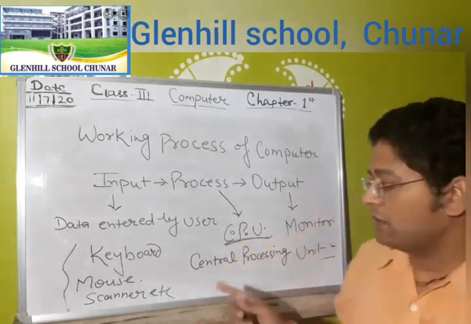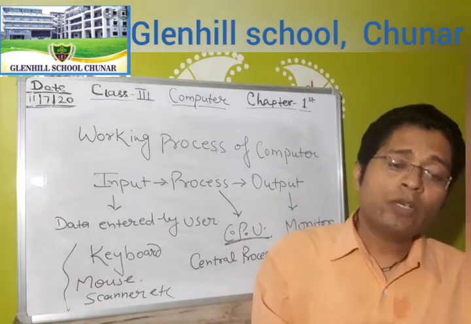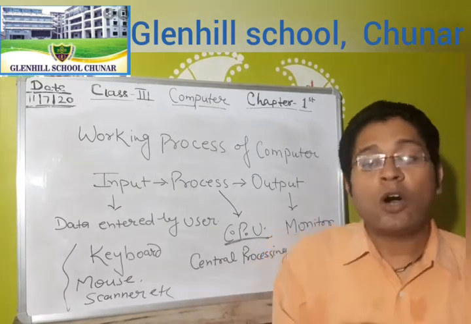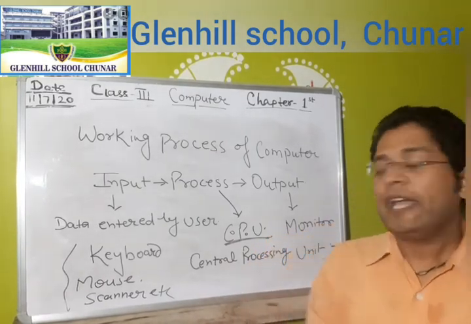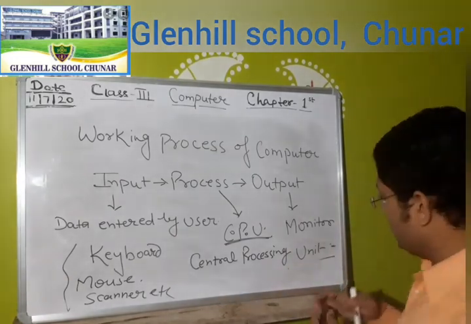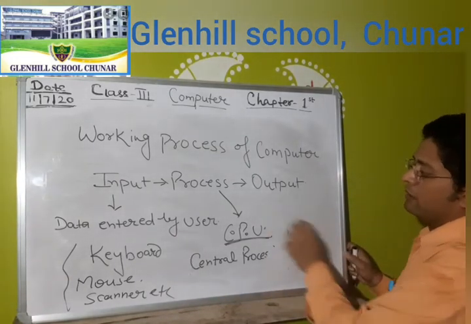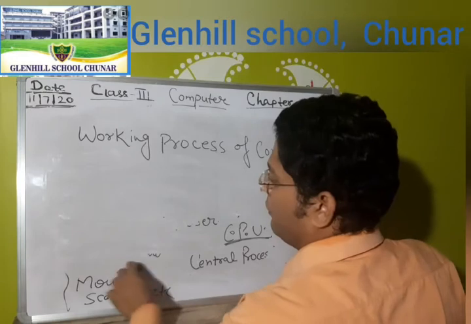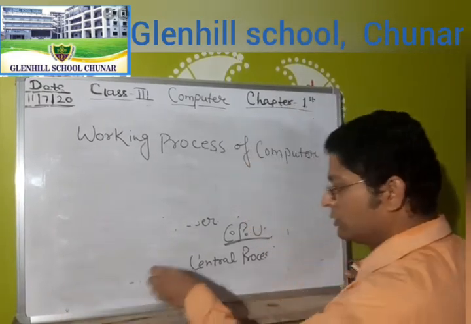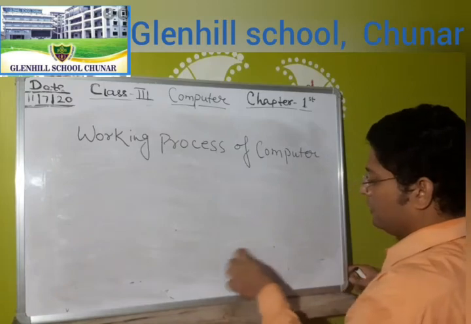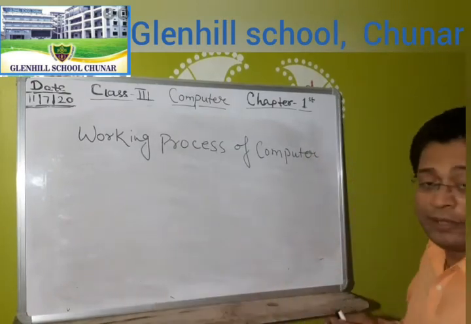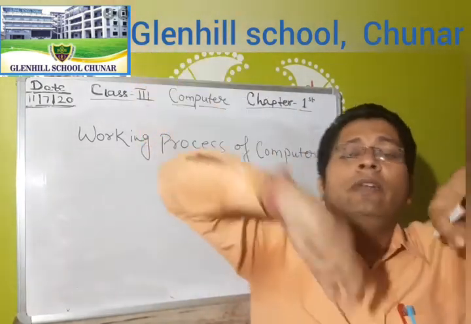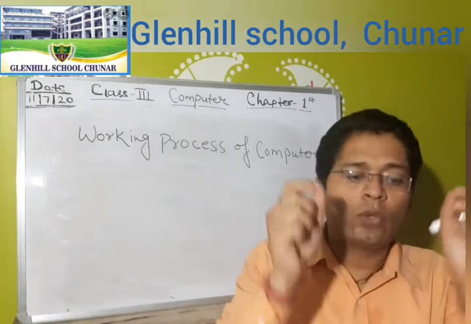Okay, and then output. So output is the result you get after processing. So you get output on different output devices like monitor and printer. Okay, so you are familiar with monitor, mouse, keyboard, CPU. Okay, so the monitor is just like a TV screen. Okay, student.